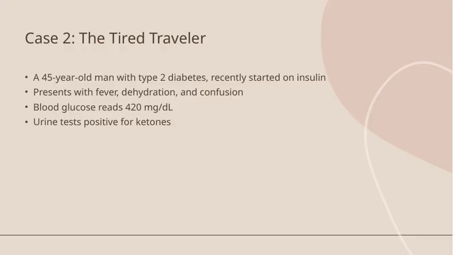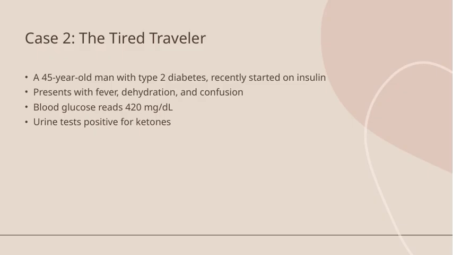Let's take a closer look at case 2. The tired traveler. This involves a 45-year-old man who has type 2 diabetes and has recently started insulin therapy. Now, he's presenting with some concerning symptoms: fever, dehydration, and confusion. These signs suggest that something more serious may be happening. His blood glucose level is alarmingly high at 420 mg/dl, which indicates severe hyperglycemia.